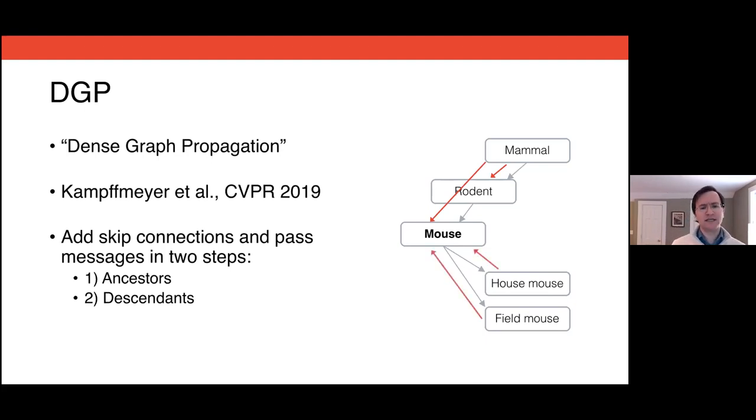And once that's been done, it gets combined with all the information that gets passed from the descendants. It's not shown on this example because it's too small, but we would also do this over potentially a couple of hops. So we would get messages directly from the grandchildren, not just the children. So these were the first ideas in mapping nodes directly to class representations for zero-shot learning.